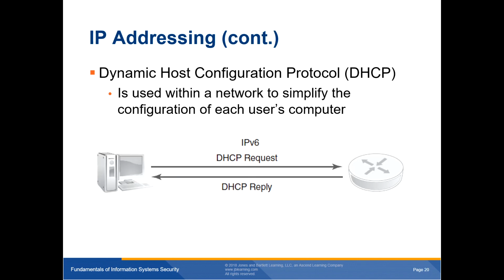Here again, the dynamic host configuration protocol, DHCP, is used within a network to simplify the configuration of each user's computer. You send a DHCP request to a router, and the reply comes back. It allows each computer to get its configuration information dynamically from the network instead of the network administrator providing the configuration to the computer. DHCP provides a computer with an IP version 4 address, subnet mask, and other essential communication information.